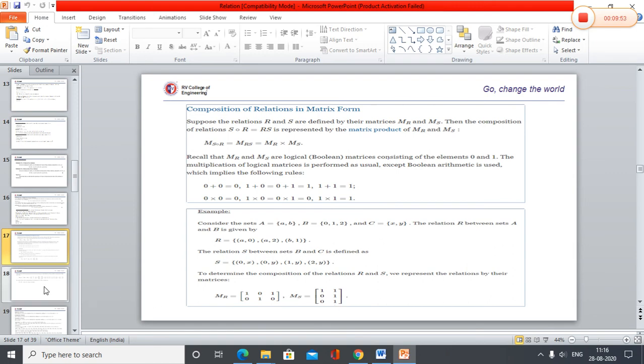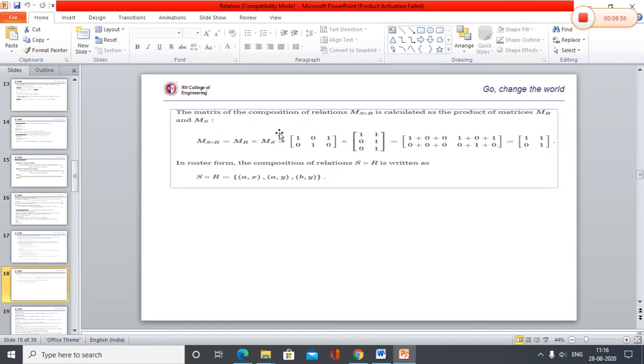Now MR and MS, if I multiply them, see, the composition relation means S o R matrix, so I have to multiply both the matrices. You know how matrix multiplication happens: the first row I multiply with the first column. So first row means 1 into 1 plus 0 into 0 plus 1 into 0. 1 into 1 is 1 only, 0 into 0 is 0, and 1 into 0 is again 0, and 1 plus 0 will be 1 only. Same way for the first row and second column I get this, then the second row and first column I get this, then the second row and second column I get this. So this is what I got after multiplying.